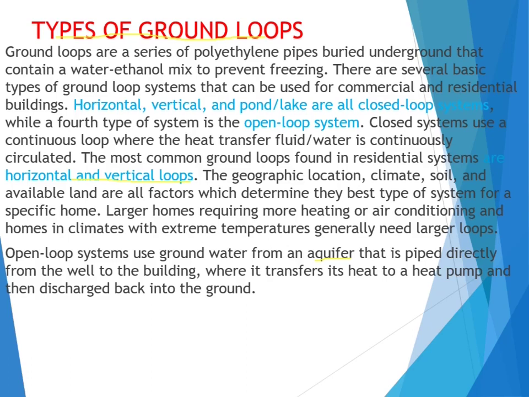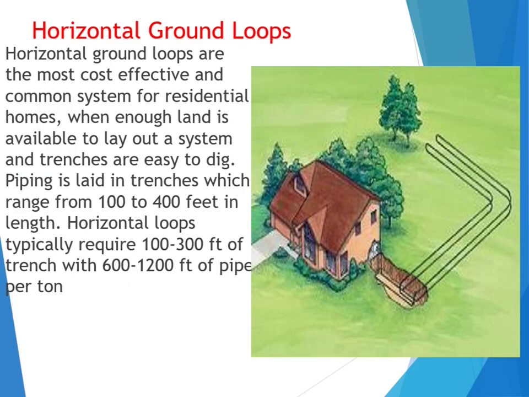In the next slide, we'll see a video of different types of loops: horizontal, vertical, ponds, and lakes, which basically give us the overall description of how the ground loop works. So let's see. Now let us see different types of loops one by one. First is horizontal ground loops.